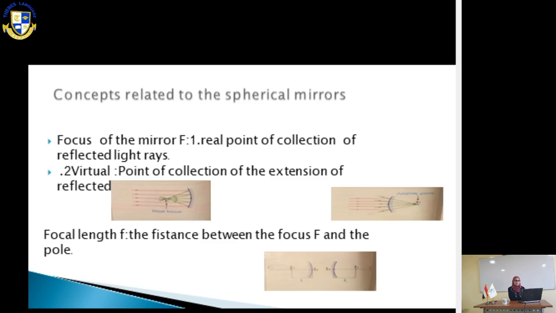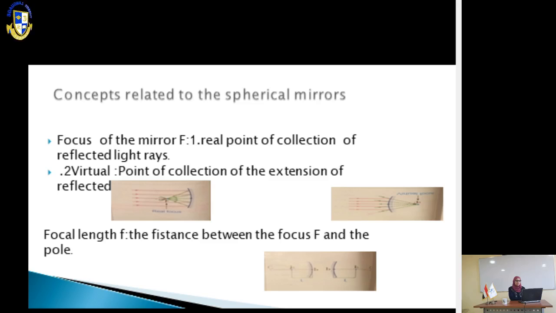Slide number 9. Focus of the mirror. Here we have two foci. First, the real point of collection of the reflected light rays. And second, the extension of the reflected light rays. So here we have a concave mirror and a convex mirror. On the concave mirror, we can see the focus in front of the mirror, and it is the point of collection of the reflected light rays. And in the convex mirror, we can see the focus behind, and it is the extension of the light. Focal length, the symbol is F. It is the distance between the center of curvature and the pole.